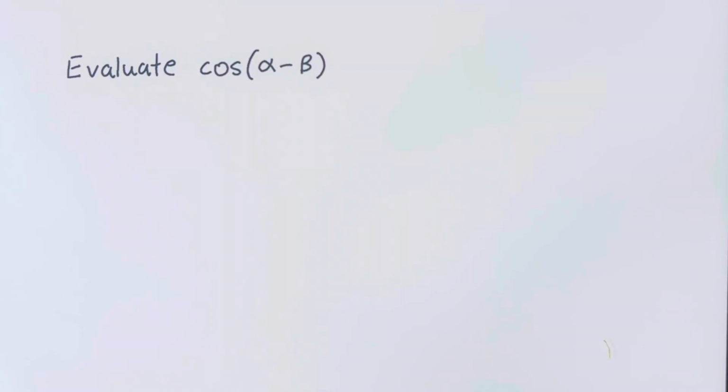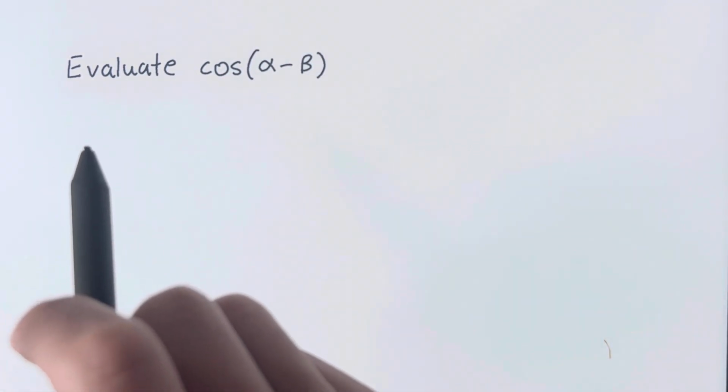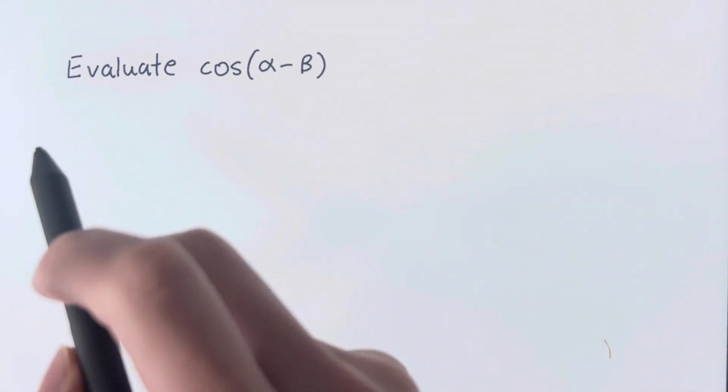In this problem, we have to evaluate cosine of alpha minus beta. In a previous video, I already covered how to find the angle sum and difference identities for sine. And we should find ways to relate sine to cosine. And we do have an identity for the relationship between sine and cosine.